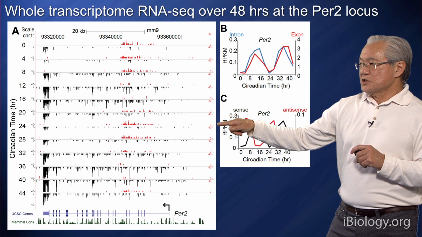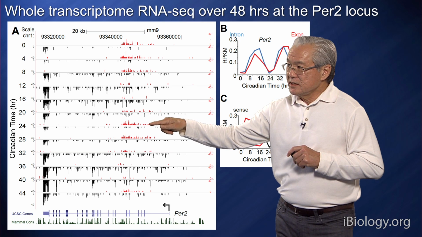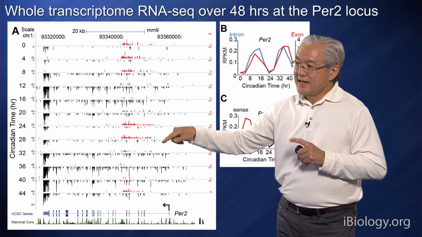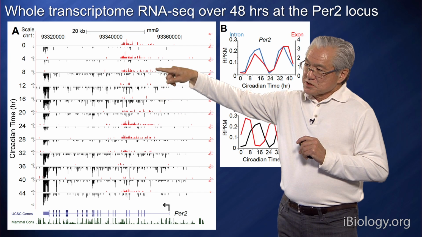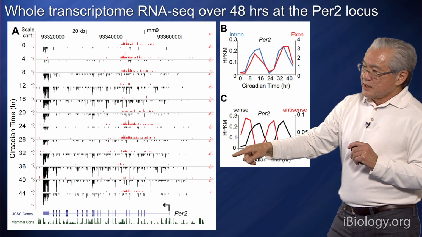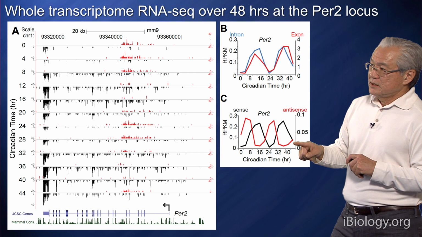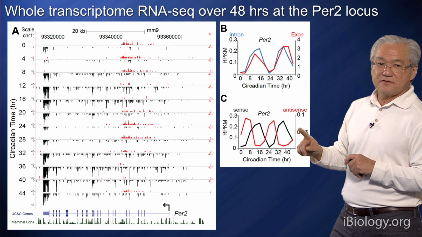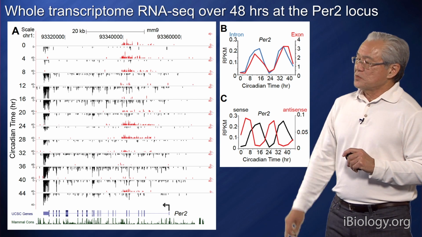Because this sequencing is strand-specific, we found a very interesting result shown in red. These are reads on the opposite strand. They reveal an antisense transcript within the PER2 gene. And this transcript is also cycling, except it's high when PER is low. And that's shown in this graph here, where the sense transcript is shown in black and the antisense transcript is shown in red. So there's an antisense, antiphase transcript in Per, which we don't really know the function of at this point.